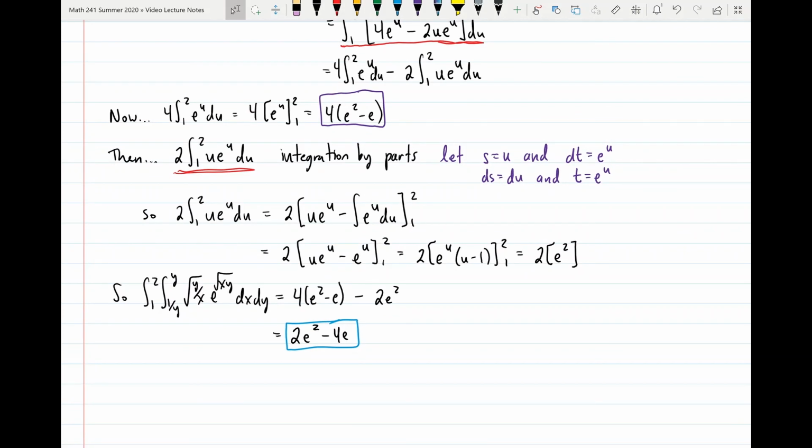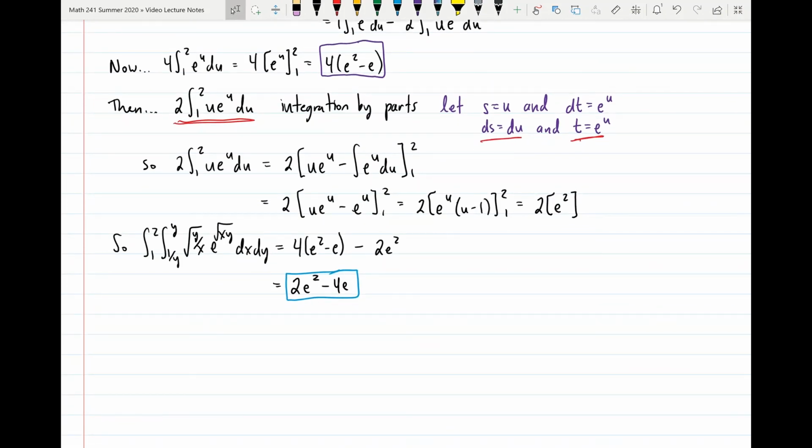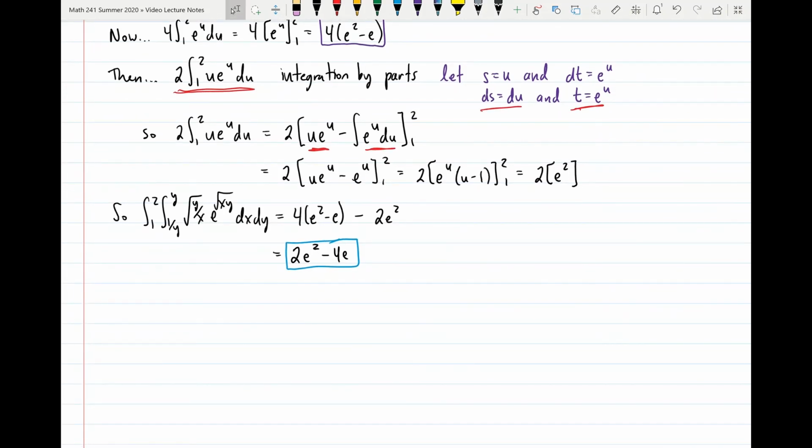So the variable u is already taken, unfortunately. So we're going to use some different variables. I chose s and t. So we let s equal u, and then ds is going to be equal to du. We let dt equal e to the u du, so that t is equal to e to the u. And again, integration by parts gives us 2 times u times e to the u minus the integral of e to the u du, evaluated from 1 to 2. And we do some more calculation here, and this ends up equaling 2 times e squared.